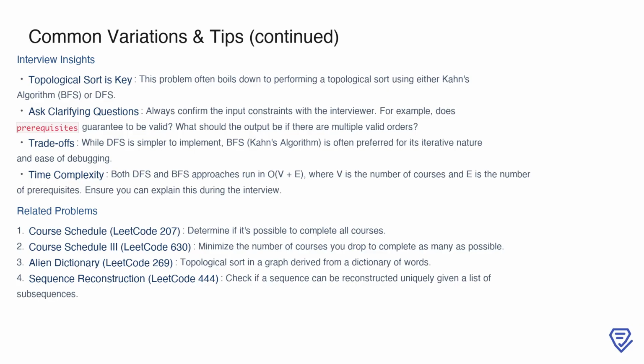Additionally, this problem connects to several related challenges. For example, Course Schedule 1, or LeetCode 207, focuses on determining if it's possible to complete all courses. Other variations include Course Schedule 3, which involves minimizing dropped courses, and problems like Alien Dictionary or Sequence Reconstruction, which also rely on topological sorting in different contexts.